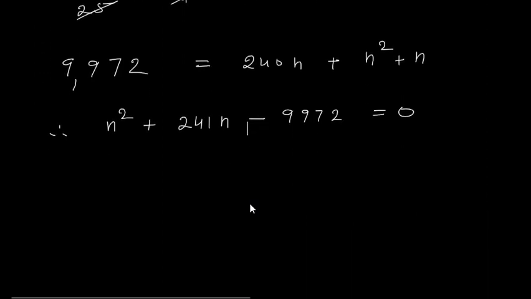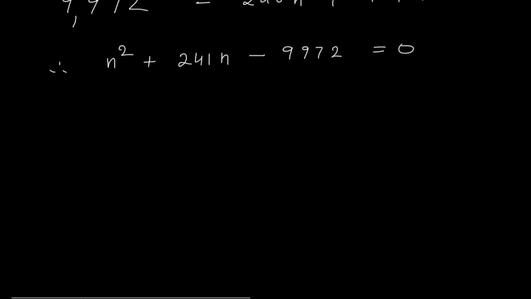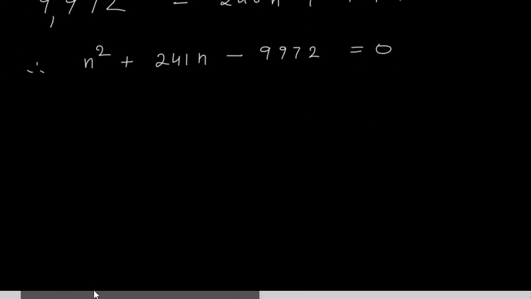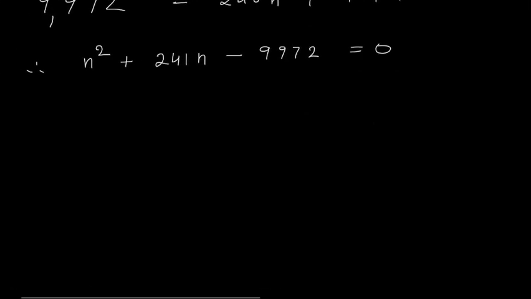So 9972 you have to factorize in such a way that their sum will be 241. You can also use the formula method. I prefer the formula method in all such cases where the numbers are too big. Maybe factorization may be simple, but let us check. For the formula method, n is equal to minus 241 plus or minus the square root of... again we have to take the square of 241, so a too big number. Okay, so let us check by factorization itself.